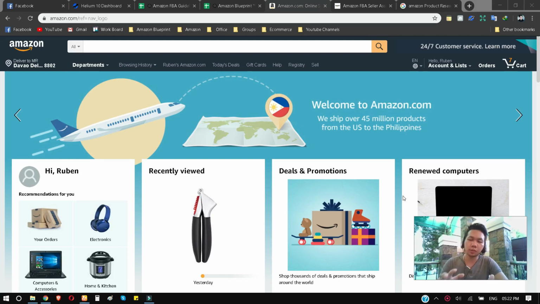So the thing that I'm going to show you right now is some of the basic product research methods na ginagawa ng isang Amazon virtual assistant. And as what everybody knows, na yung isang Amazon virtual assistant is one of the most in-demand VA skills ngayon sa industry, either sa Upwork, onlinejobs.ph, or FreeUp, or kung saan mang marketplace.